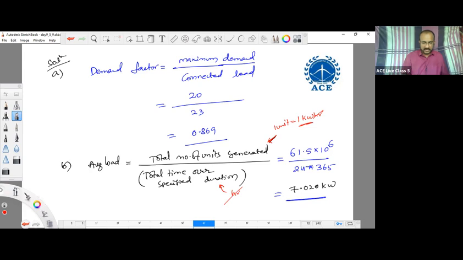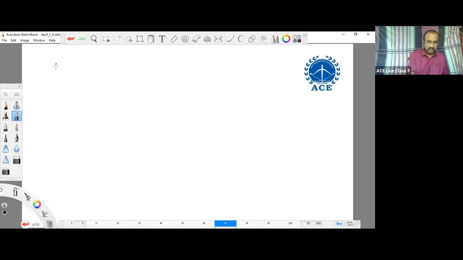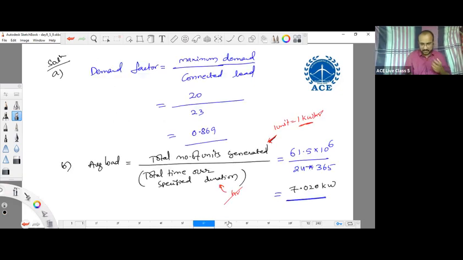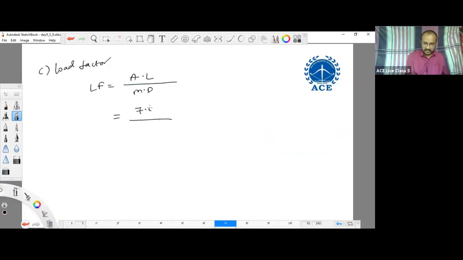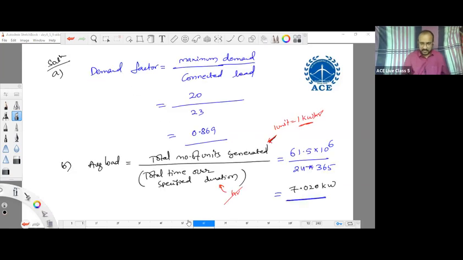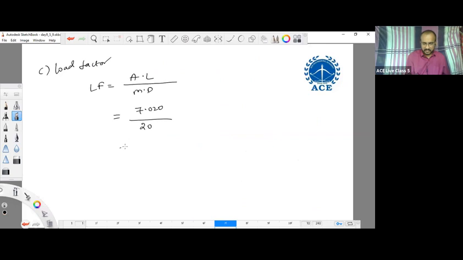Now what about load factor? How do you calculate the load factor? The third question is asking to calculate the load factor. Load factor is the ratio of average load to maximum demand. What is the average load that you got here? 7.020 kilowatt. And what is the maximum demand given? 20. So what is the load factor? Calculate and post the answer. It is 0.351.